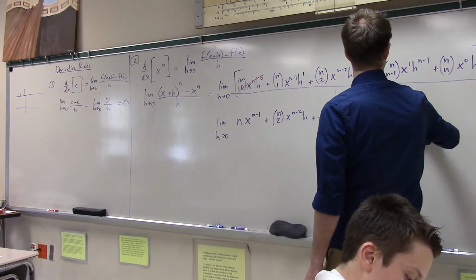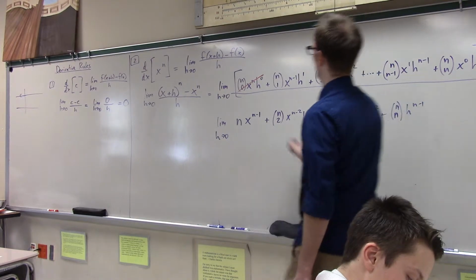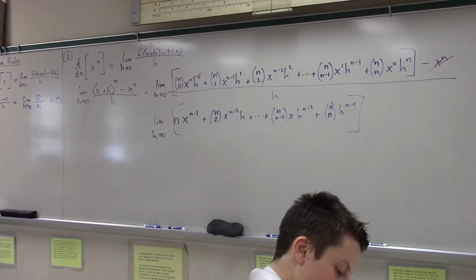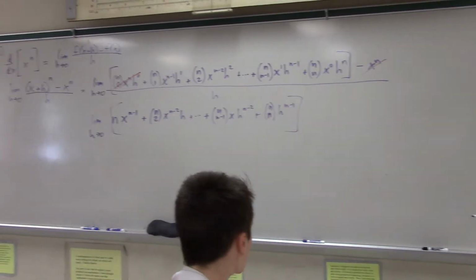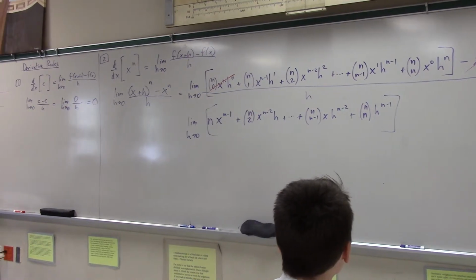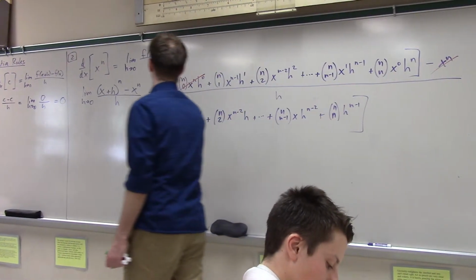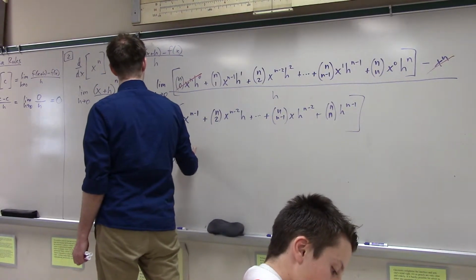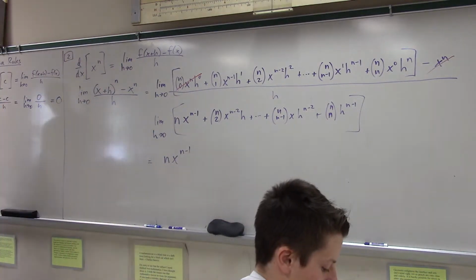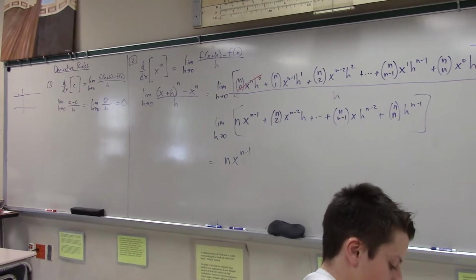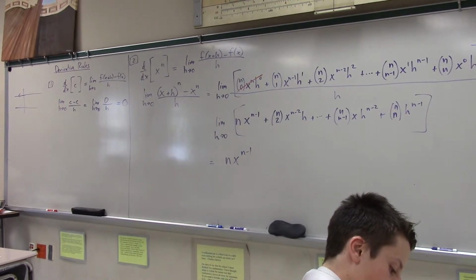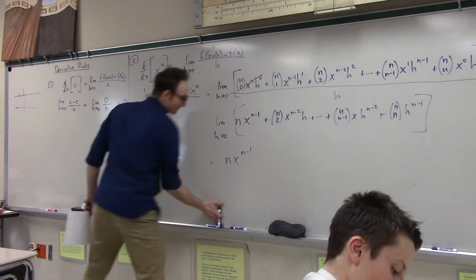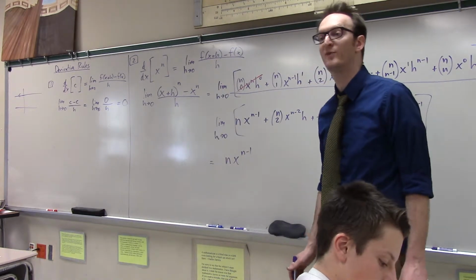But as some of you realized, this is all kind of irrelevant, because when I take the limit, h is just equal to 0. Any term that has an h in it just dies. Wow. The answer to this is n x to the n minus 1. This is amazing. This has a name and it's called the power rule. And the power rule enables you to take the derivative of any power function.